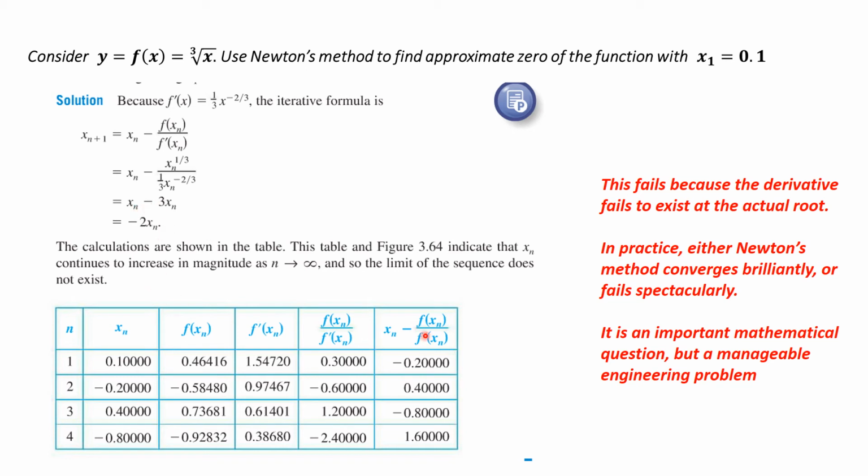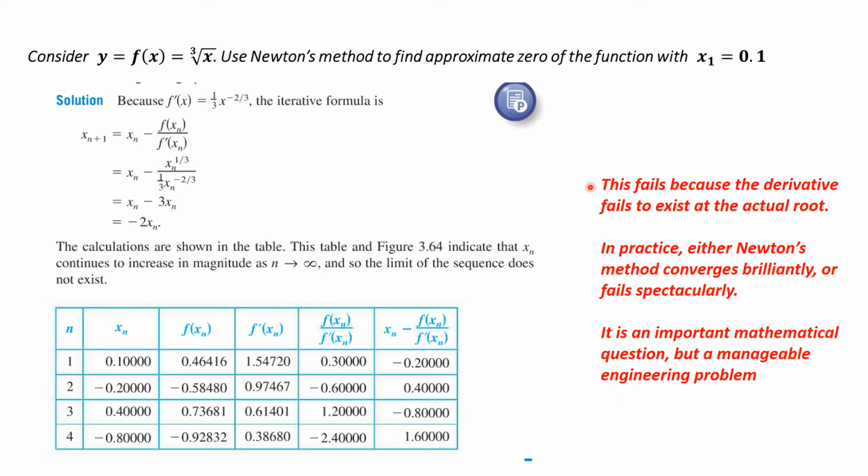Then we start going through my table. But look what happens with the values. Our first guess was 0.1, then we go to minus 0.2, then we go to 0.4, then we go to minus 0.8. This is out of control. It is not converging. It continues to increase in absolute value, in magnitude, as n goes to infinity. This limit does not exist.